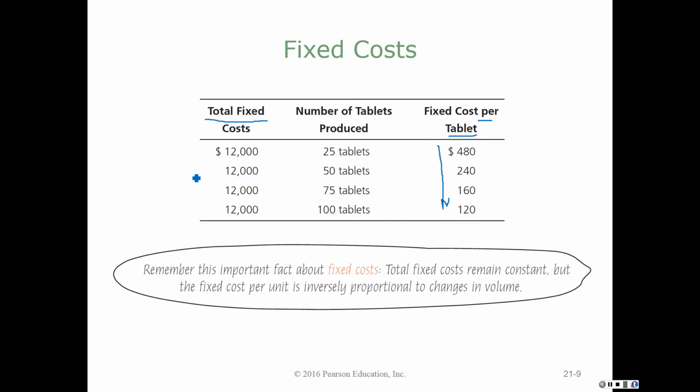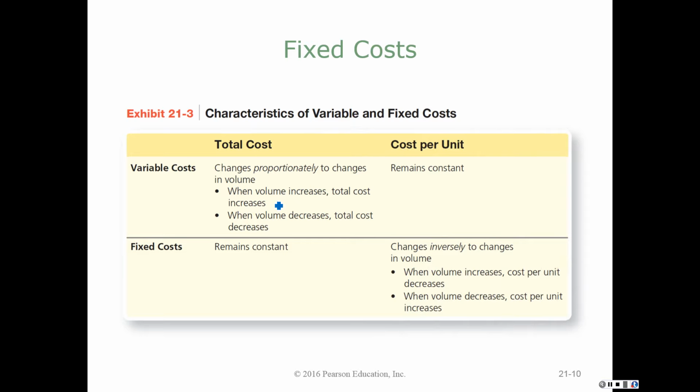Okay, so like the note says on the bottom, total fixed cost remain constant. But the more we produce, the less it costs us per unit, which generates an inversely proportional change to volume. Okay, so if we do a comparison of our variable cost to our fixed cost, once again, we see that variable cost in total will change. They change proportionately in relationship to our volume. More volume, more tablets, more batteries, more cost. But the cost per unit remains the same.